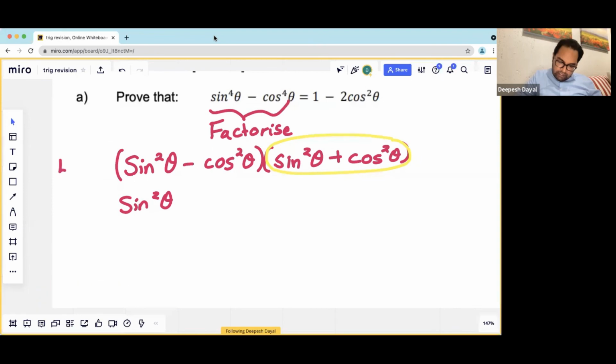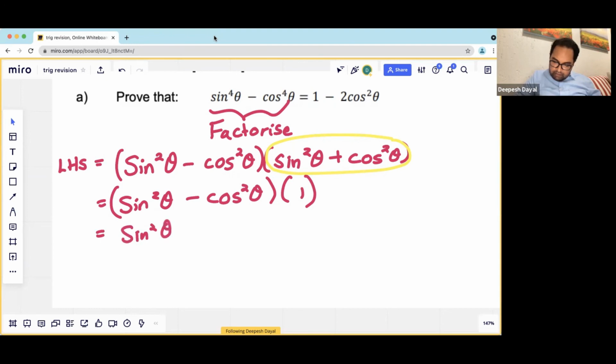So we are then left with sine squared theta. Sorry, I forgot to write here LHS, left-hand side. Then I'm left with sine squared theta minus cos squared theta because it will be multiplied by 1, right? Remember, sine squared theta plus cos squared theta equals 1. So on the right-hand side, we've just got 1 minus 2 cos squared. What will sine squared theta equal? Sine squared theta is 1 minus cos squared theta.